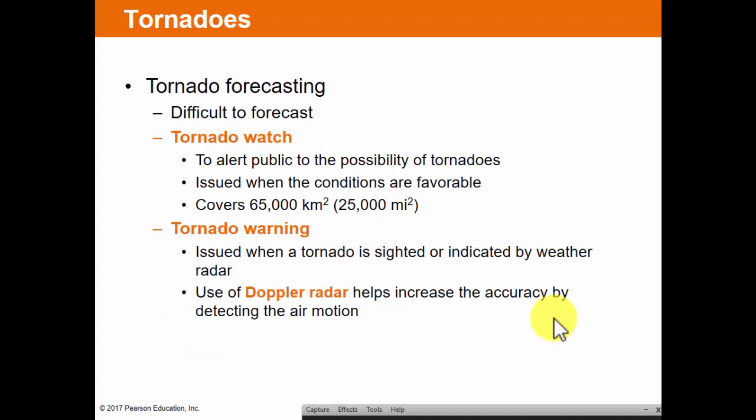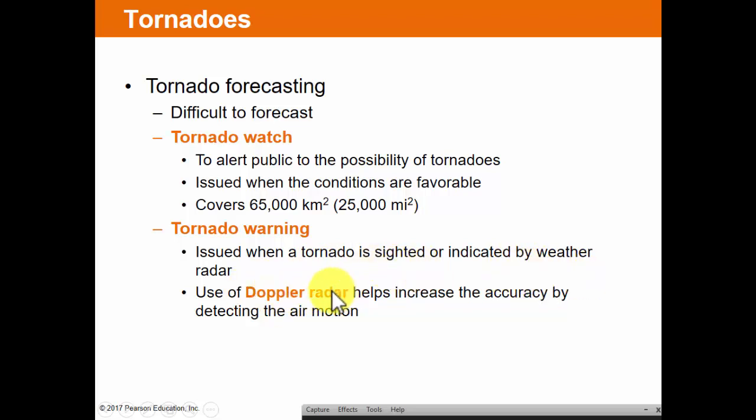A tornado watch is a way to alert the public of the possibility of thunderstorms that could produce tornadoes. So a tornado watch essentially says the atmosphere is conducive to the development of thunderstorms that could produce tornadoes. That's what a tornado watch is. A tornado warning is issued when we actually think there's a tornado. Now that can be one of two things: either the tornado is sighted, or it's indicated by radar.